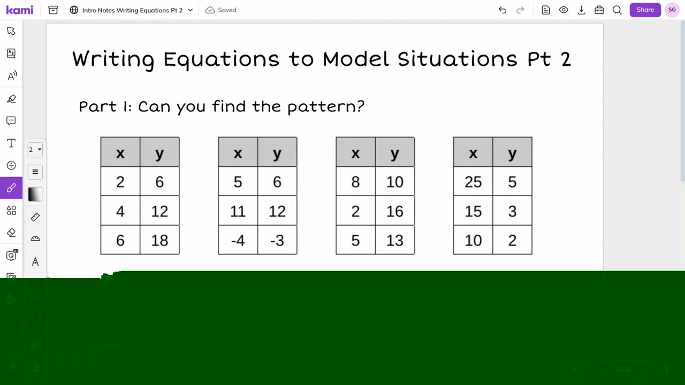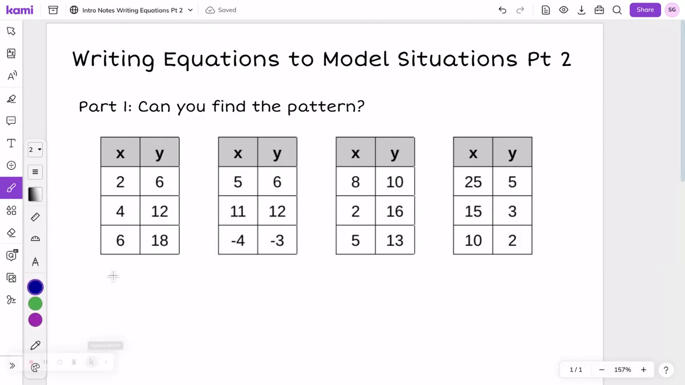Hello, math students. This is the introduction for our lesson on writing equations to model situations, part 2. The focus of this lesson is writing equations when you have a table and how tables can help you write equations for stories. The focus with our tables is going to be finding a pattern from them.